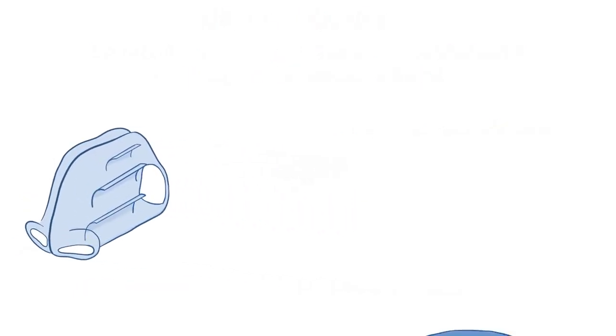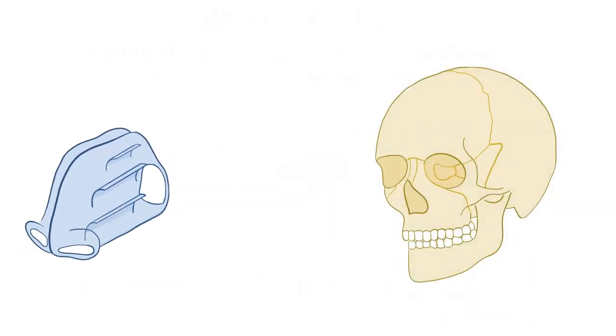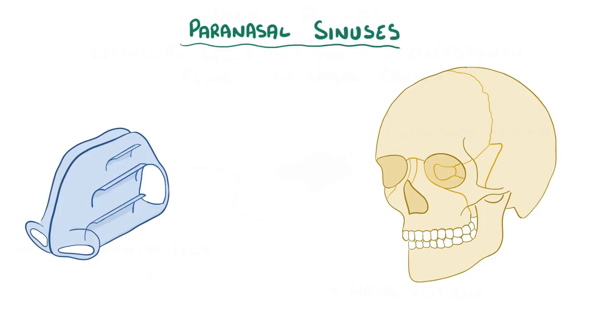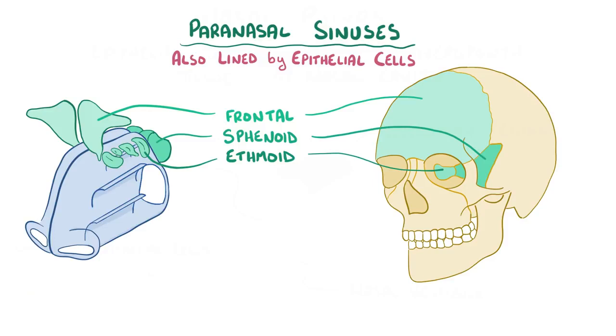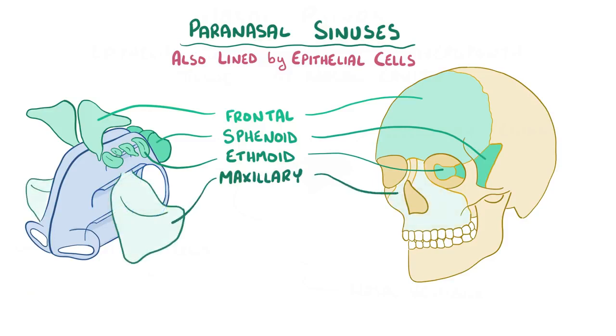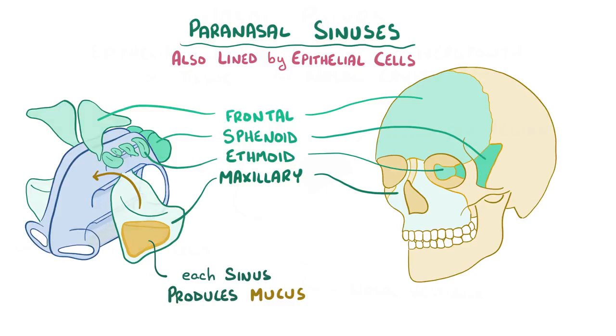There are also air-filled spaces within the skull that are on either side of the nose called paranasal sinuses, and these are lined by the same layer of epithelial cells as the respiratory region. The paranasal sinuses are named for the bones that house the sinus: the sphenoid, located next to the eyes, the ethmoid between the eyes, the frontal above the eyes behind the forehead, and the maxillary behind the cheeks and below the eyes. Each of the sinuses normally produce mucus, which drain into the respiratory region.